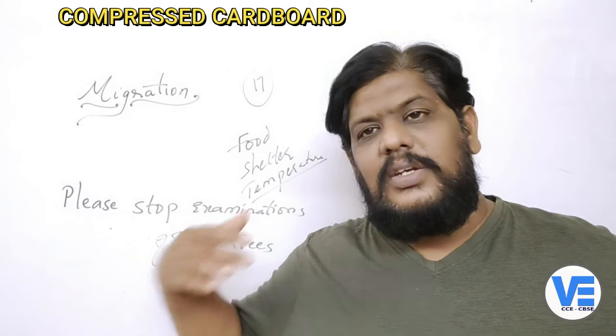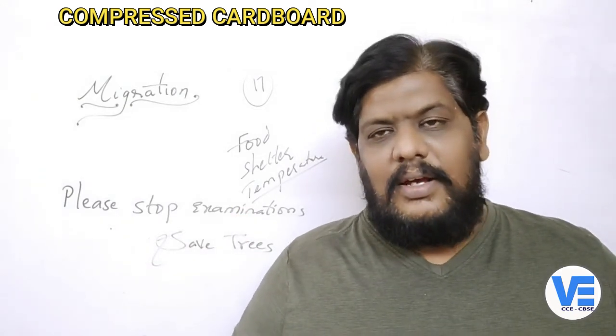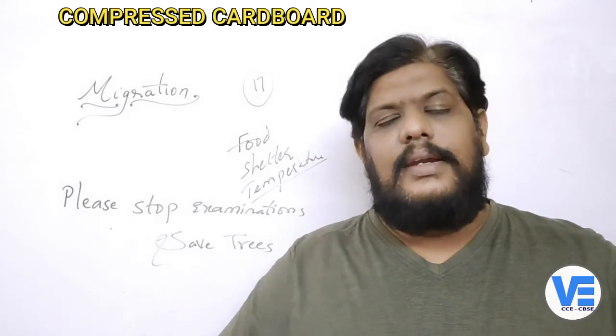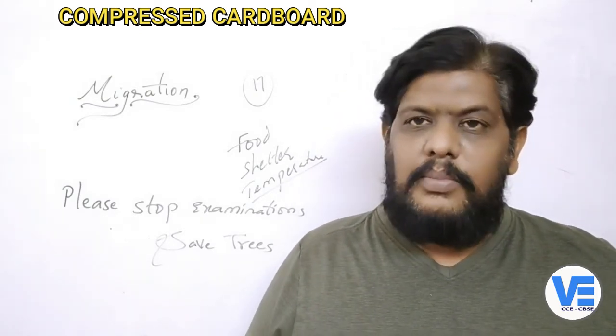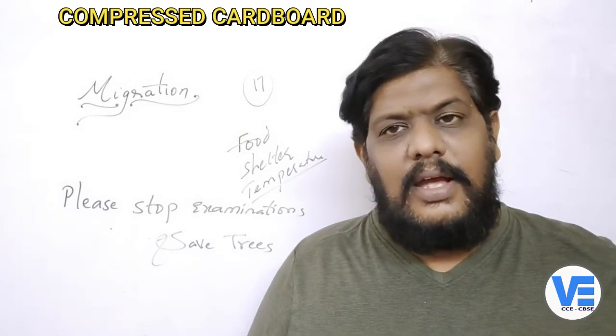So you need not cut the trees. You can use the sawdust itself. You can use the dust from when you cut the branches or something. Whatever dust comes out, that dust itself you can make into cardboard, which you can use in the building of houses.